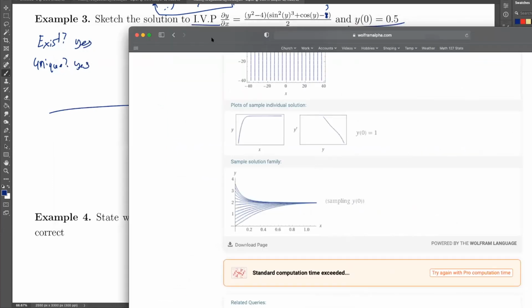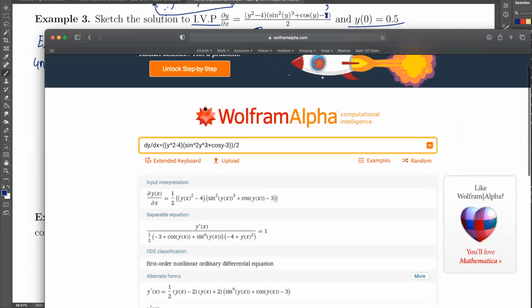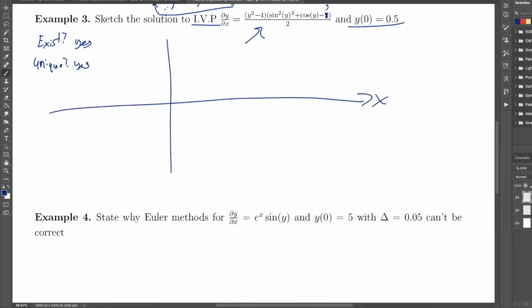Wait, the sine wasn't squared? Yeah, sure, the sine squared. Fair enough. All right, so what do we do now? Well, do we just curl up in a ball and cry? Sure, why not? We're students and you've got to get used to that at some point. No, do we know any solutions here?